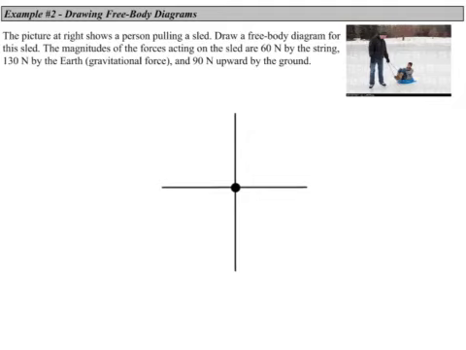Okay, so let's start with the weight force, or the force due to gravity. We call it the weight force. That force, we're told, is 130 newtons, and it points straight down. It's always important to remember the weight force will point straight down regardless of the tilted direction of our axes.